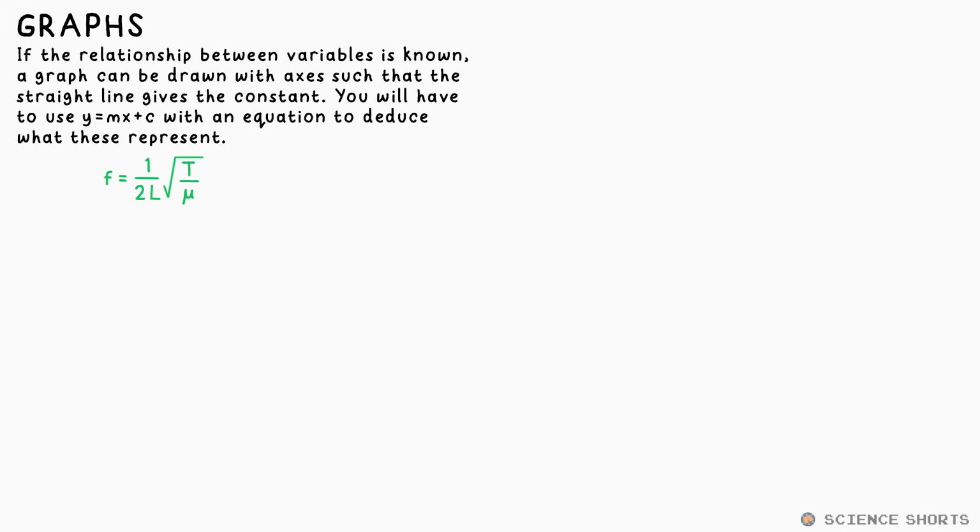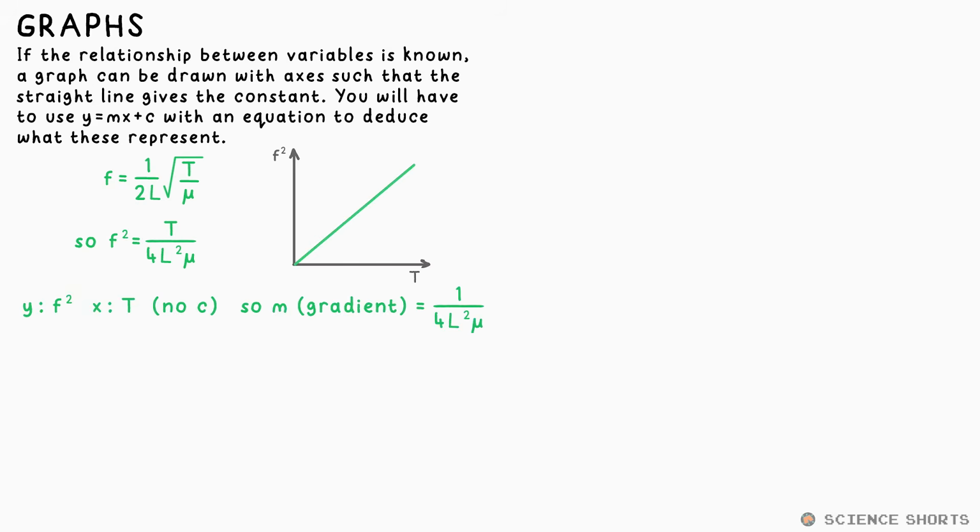For example, with the stationary wave on a string experiment, we know that the frequency is proportional to the square root of the tension, or f squared is proportional to T. So if we plot f squared on the y-axis, T on the x-axis, we'll get a straight line. If we have some sort of inverse proportional relationship, then 1 over something must go on one of the axes.